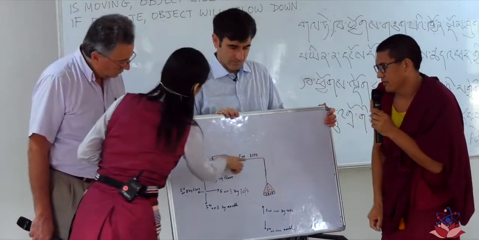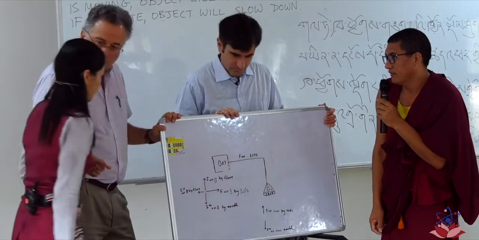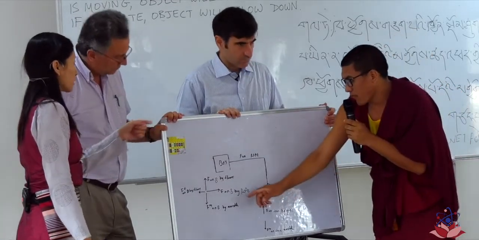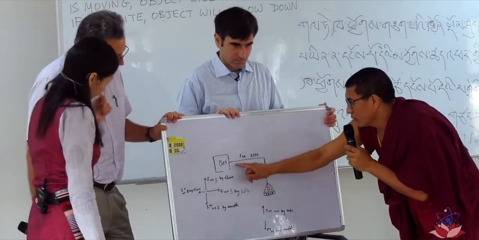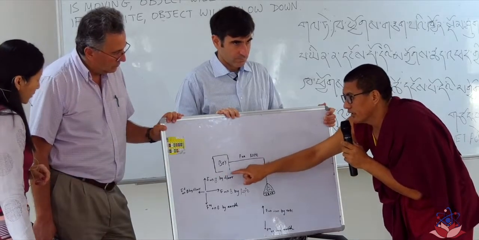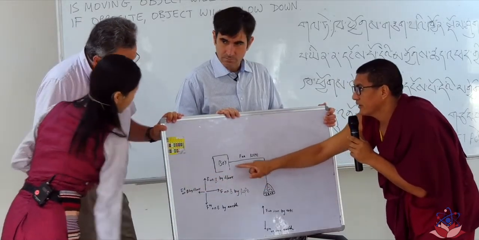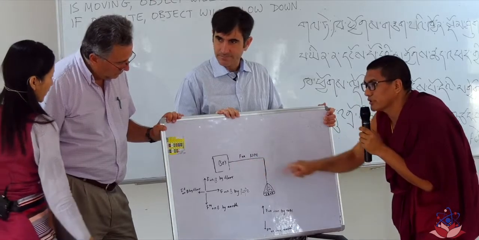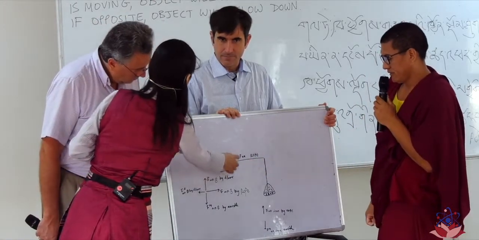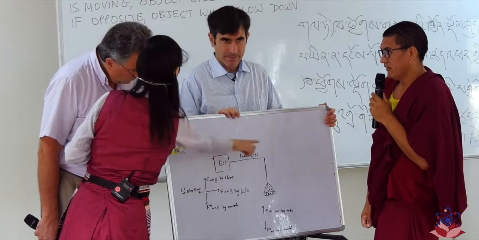There's more force on this side from the rope. Why? Because there's a frictional force here. As compared to the frictional force, this is higher, that's why it goes that way.